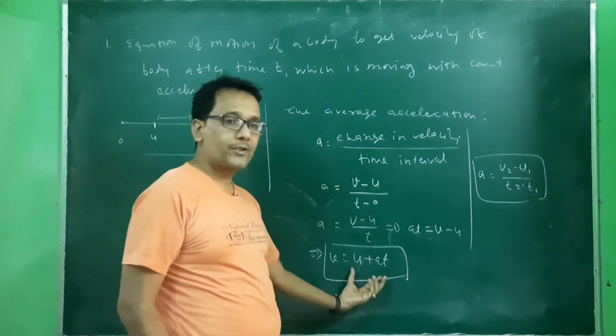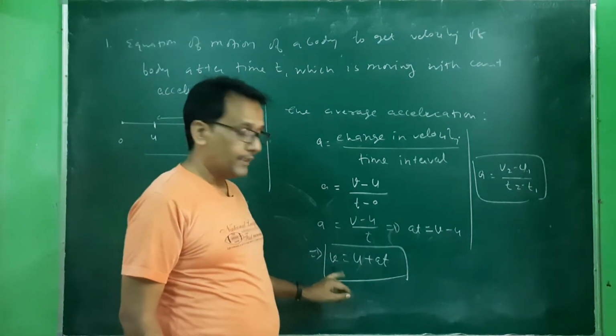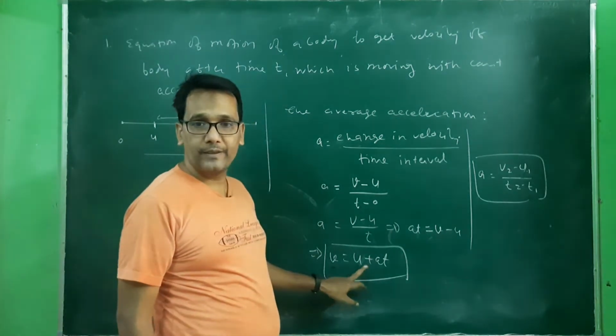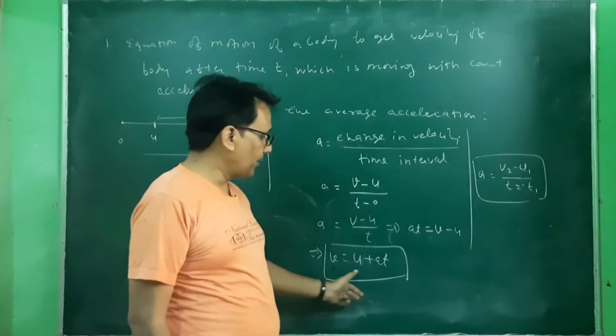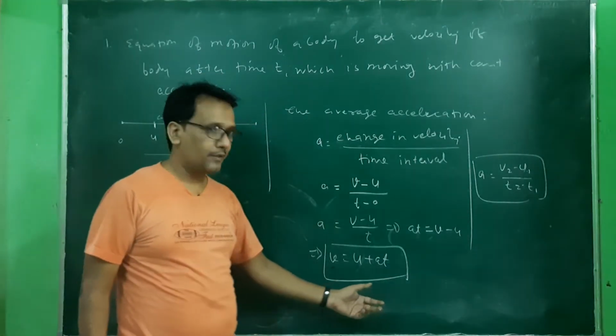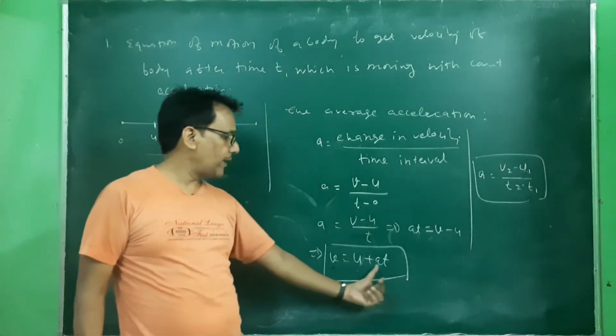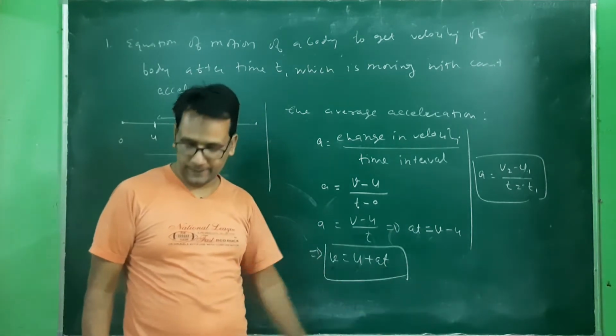By using this equation we can calculate the final velocity if the initial velocity is given, time is given, and acceleration is constant. Okay, so v equals u plus at. This is the relation having four variables: v, u, a and t.